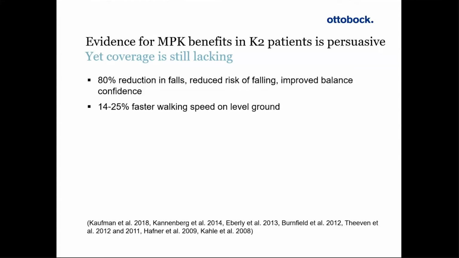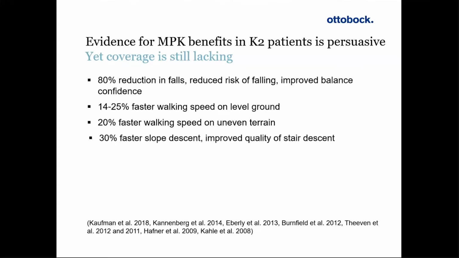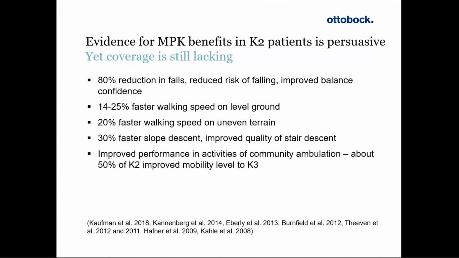Patients can walk 14 to 25% faster on level ground when they walk with a microprocessor knee as compared to a non-microprocessor knee. They may be able to negotiate uneven terrain 20% faster than with a non-microprocessor knee. They may be able to descend a slope 30% faster with a microprocessor knee and also demonstrate improved quality of stair descent. Studies have also found improved performance in activities of community ambulation.